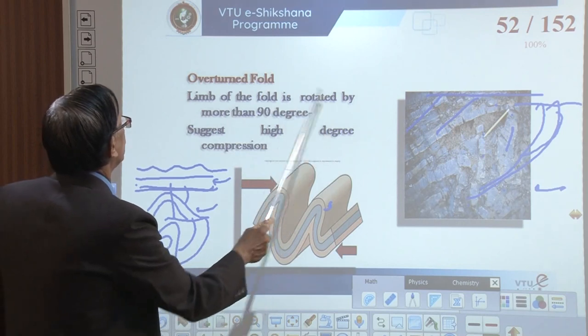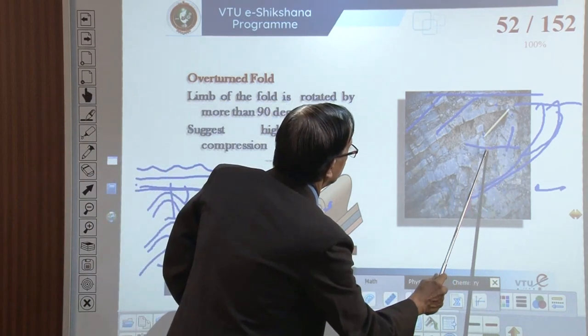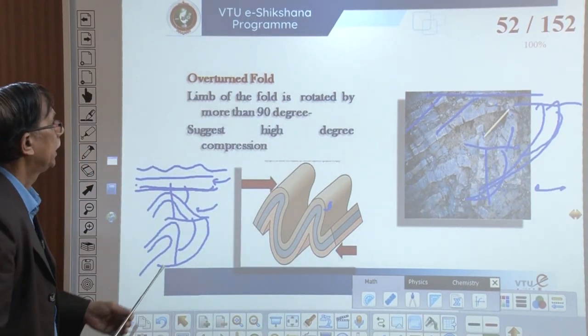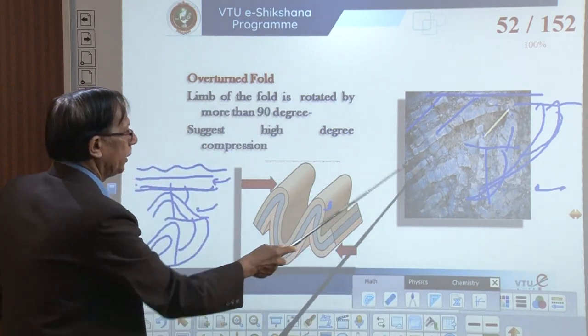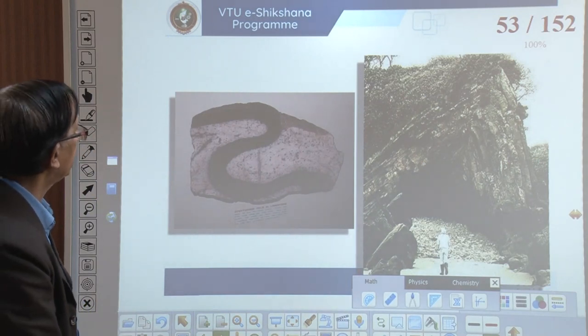The limb of the foot is rotated by more than 90 degrees. It should have been 90 degrees, but they are more than 90 degrees. They are rotated, and this suggests a high degree of compression from one side, with moderate pressure from another side. Now, this is another case.